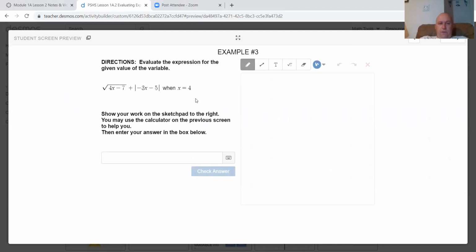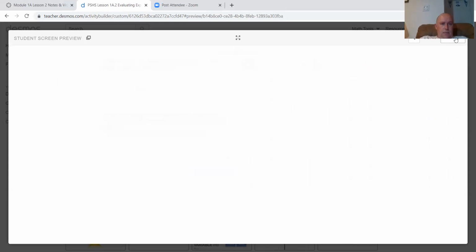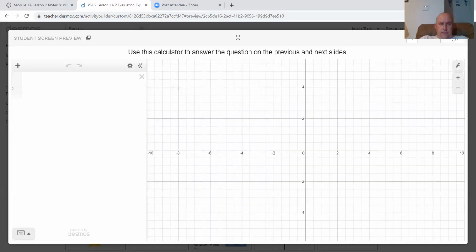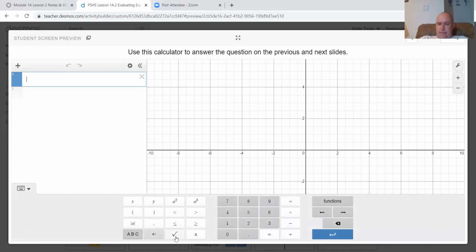Now, the ones that can be more difficult, though, are ones which have these grouping symbols here. So we've got the square root of 4x minus 7. So let's start with that one first. And it doesn't look like there's a calculator. Okay, so on the calculator, the square root is down here. And then we just type in whatever we want inside this. So we wanted, I think it was 4x minus 7. So we just keep typing.